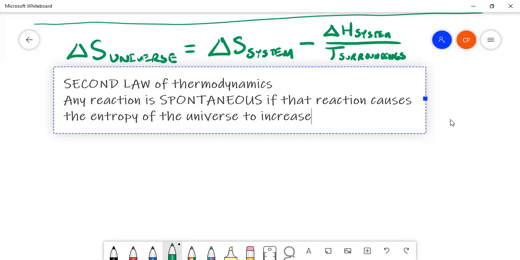You may have heard the second law of thermodynamics put in front of you before in a form like the entropy of the universe is always increasing, or the universe is always getting more disordered, or such as that. I want to say that the second law of thermodynamics applies directly to spontaneous reactions.